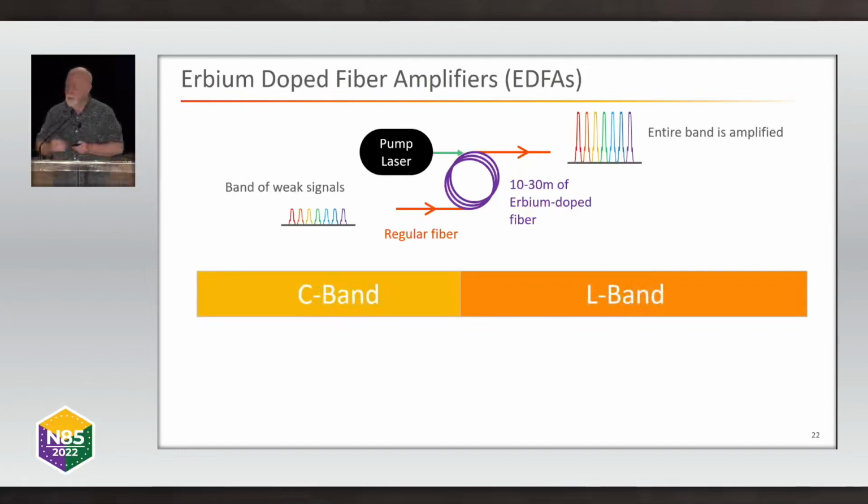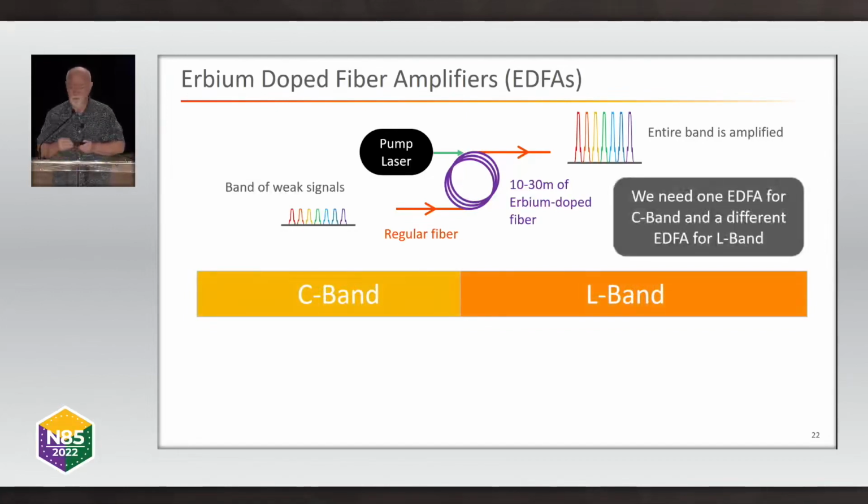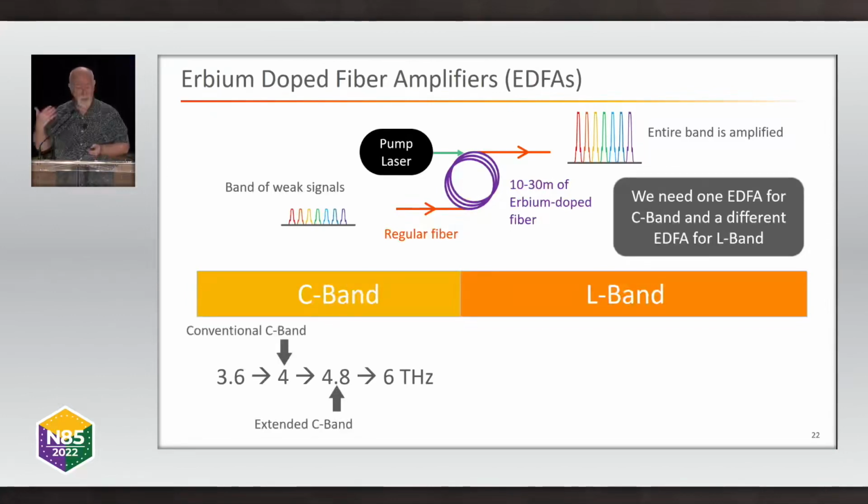And here we see the C band and the L band shown, and we need an EDFA in the C band, and we use a different EDFA in the L band. You can't quite get enough bandwidth to cover both bands at the same time, but C band EDFAs have increased their bandwidth over time. The very first EDFAs back in the early 90s had a bandwidth of about 3.6 terahertz. We then had 4 terahertz. Then today we're using 4.8 terahertz. And there are plans to extend that even further to 6 terahertz.